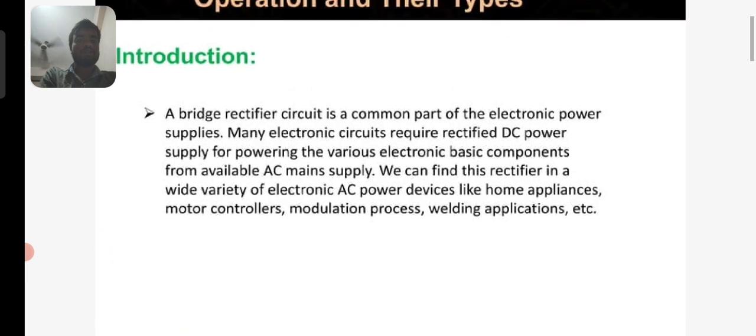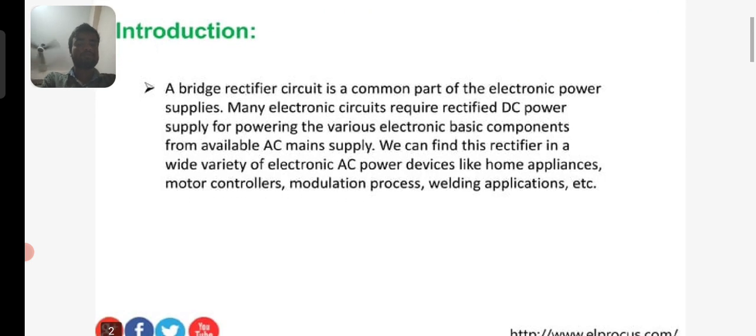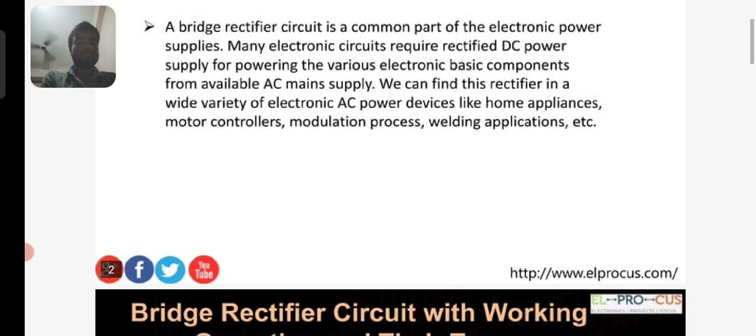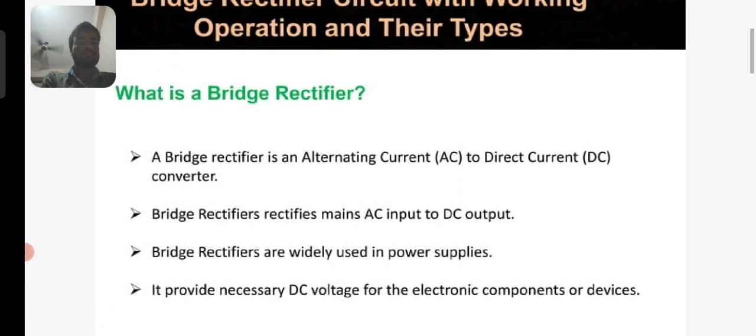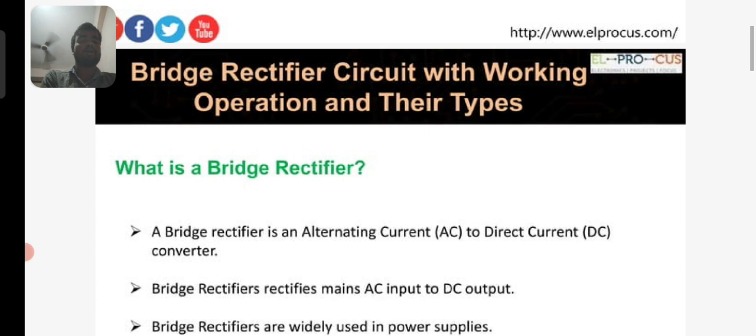Introduction. A bridge rectifier is a common part of the electronic power supply. Many electronic circuits require rectified DC power supply for powering the various electronic components from the available AC mains supply. We can find this rectifier in a wide variety of electronic AC power devices like home appliances, motor controllers, modulation processes, welding applications, etc. Bridge rectifier circuit with working operation and their types.